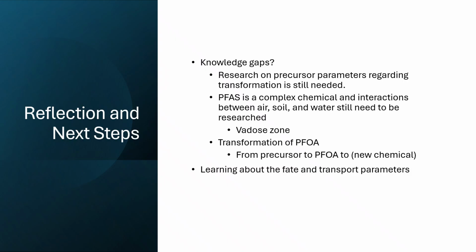And I believe the next steps in modeling would be to include the transformation of PFOA. So in scenario 1, it goes from precursor to PFOA, and so the next step would be PFOA to the new contaminant, which could possibly be a short chain PFAS or something completely different depending on the remediation that is taking place.